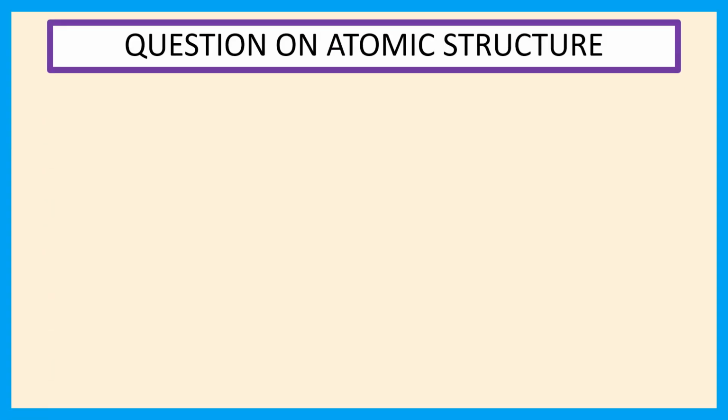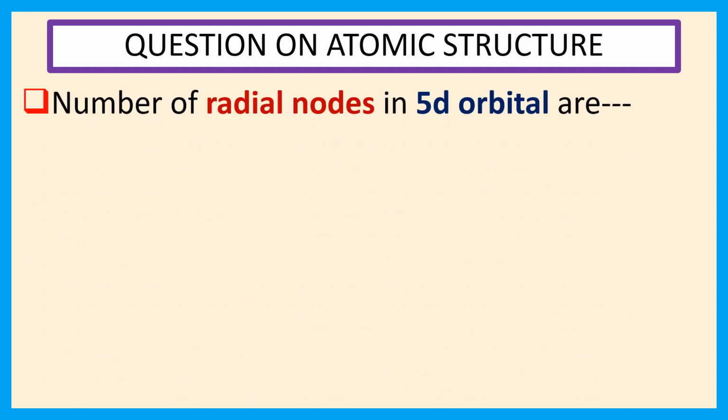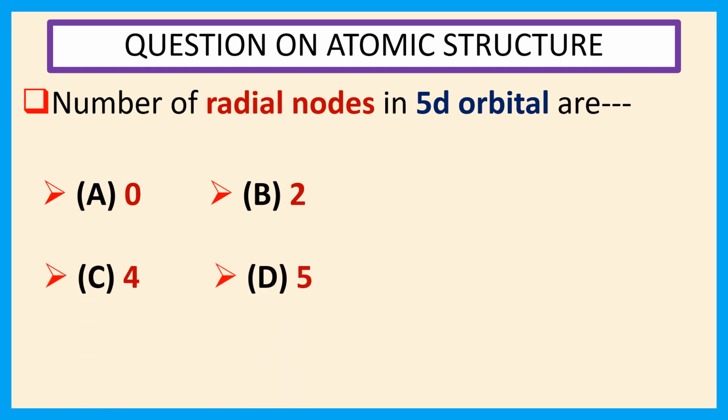Welcome everyone. Question on atomic structure. Number of radial nodes in 5D orbital are. Choices are A 0, B 2, C 4, D 5. Answer is B 2. Explanation we will see in the next slide.